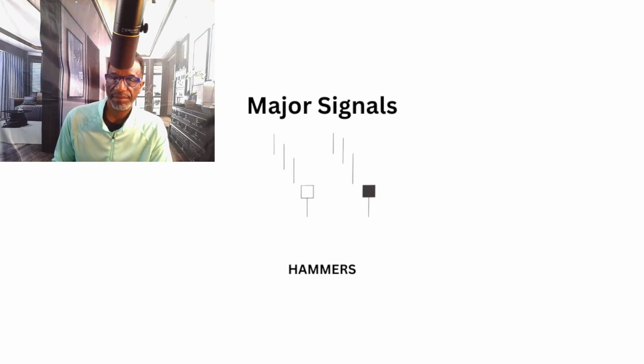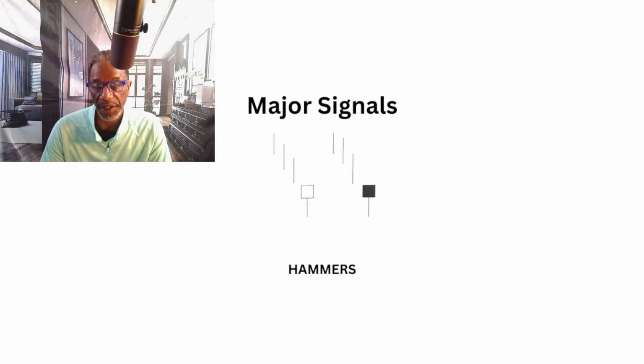Hammers. This is one of the most effective trade execution signals that I follow. Typically occurs at major support or resistance levels. I'll read the criteria, then the enhancements.